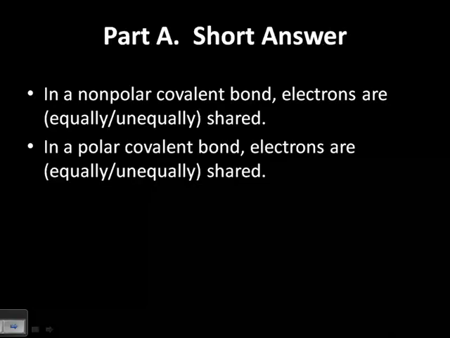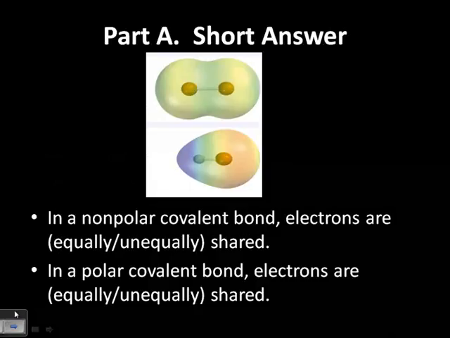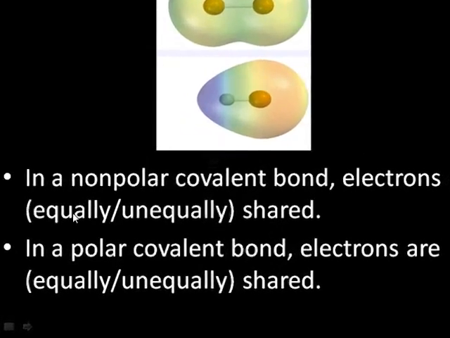In a non-covalent bond, electrons are shared equally or unequally, and the same question for polar covalent. So let's take a look at what we've got. With a non-polar covalent bond, we have two of the same atoms sharing electrons equally. Okay, so this is non-polar, so the answer here would be shared.